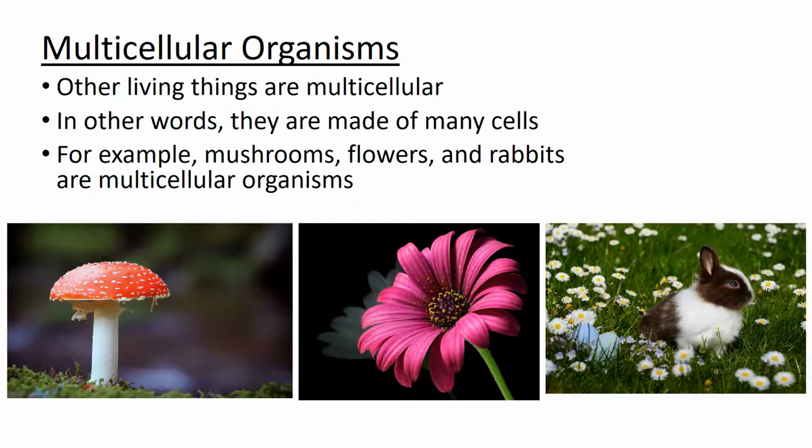Other organisms are made out of many cells, and so we call them multicellular. Multi means many, so multicellular organisms are made out of many cells. For example, mushrooms, flowers, and rabbits are multicellular organisms.